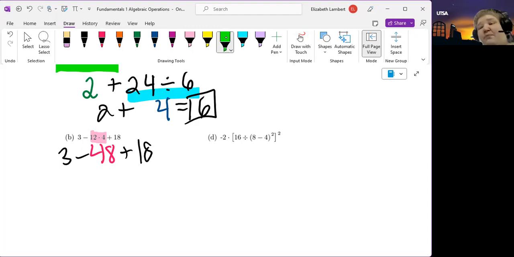Later on, we're going to talk about moving terms around, especially when we do combining like terms. So the thing to realize here is this minus sign is attached to the 48. So I could rearrange this as long as I keep it a negative 48, because that's what subtraction is a shorthand for, adding the opposite. But just using our strict order of operations, 3 minus 48 is negative 45.